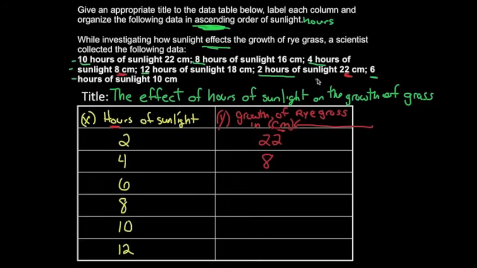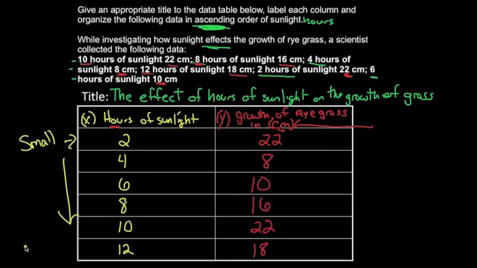So at 6 hours of sunlight, you had 10 centimeters of growth. At 8 hours of sunlight, you had 16 centimeters of growth. At 10 hours of sunlight, you had 22 centimeters of growth. And at 12 hours of sunlight, you had 18 centimeters of growth. That's how we would fill out a data table. Once again, it's in ascending order, from the smallest number of hours to the greatest. Small to large is called ascending.